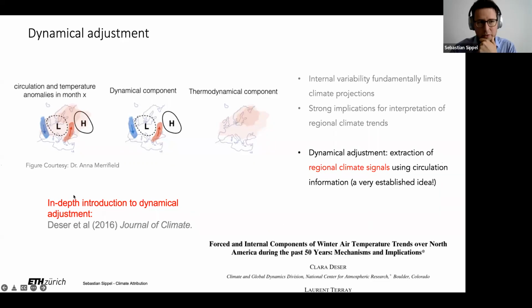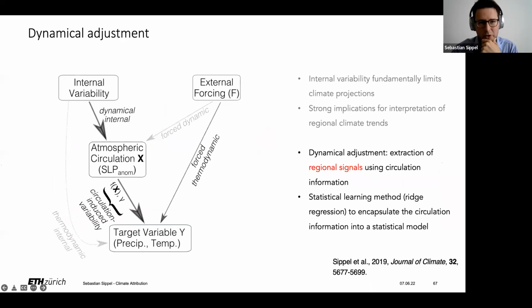If you want to read up on that, there's a very in-depth introduction to dynamical adjustment published by the Claradesa, again, in Journal of Climate. I just wanted to illustrate one example. So I've put this here as a somewhat hypothesized causal model. The idea is that we have a target variable, say temperature or precipitation, that we want to understand better, and dynamical adjustment would see this as a combination of an influence of atmospheric circulation, which has a large amount of circulation-induced variability, and some external forcing that is, to first order, mainly affecting the thermodynamical changes.